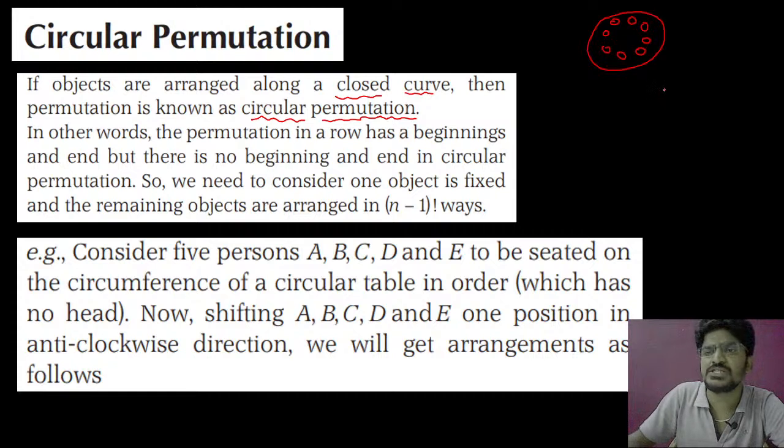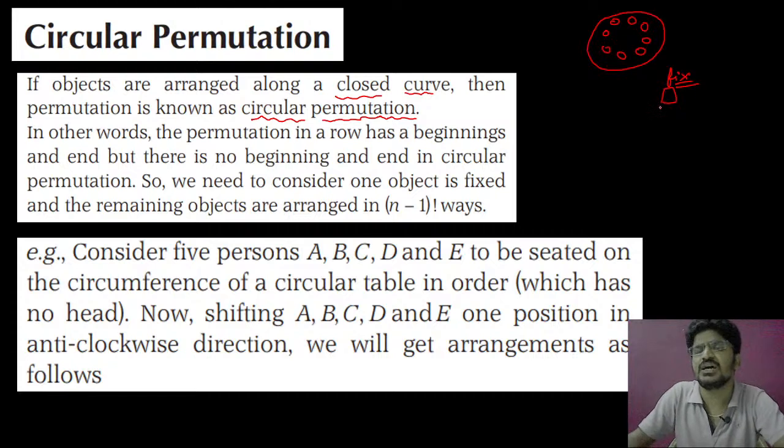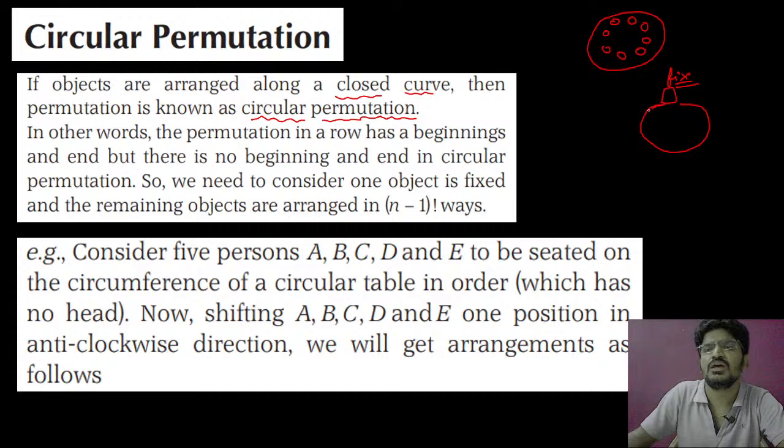So what happens, you have to fix one object, and the remaining objects you have to arrange in a circular shape. So if you have n objects, one object is going to be fixed here, that means the remaining n minus 1 objects are going to be arranged. That is going to be nothing but n minus 1 factorial ways.